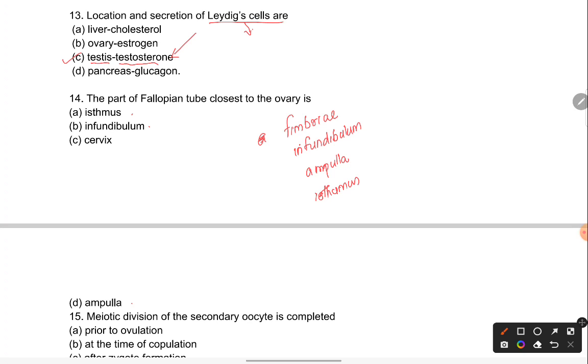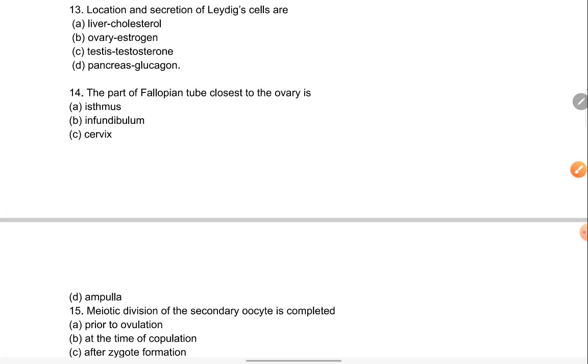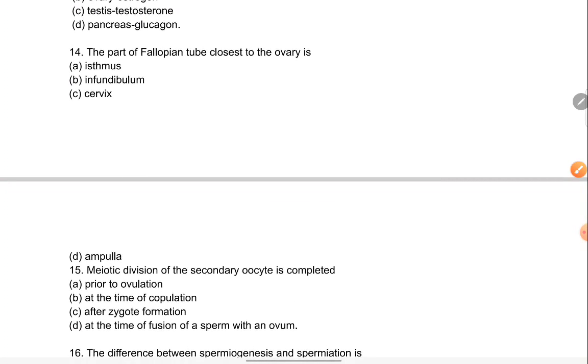So these are the four different parts. Here fimbriae is not given. The closest part to the ovary is which one? It is infundibulum. So B is the correct option. Okay, B is the correct option. Now see question number 15.